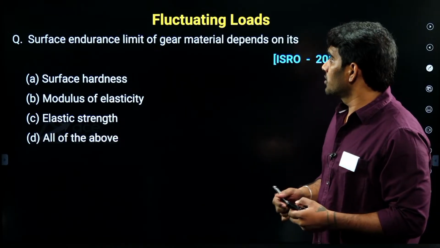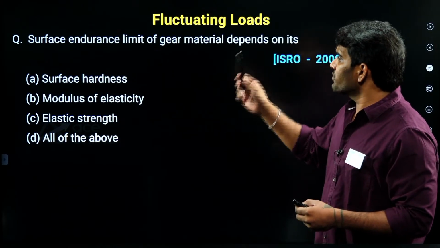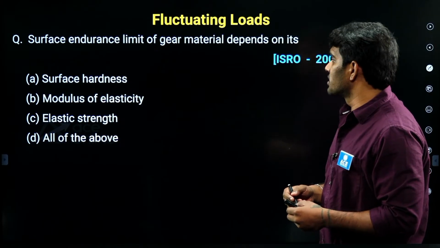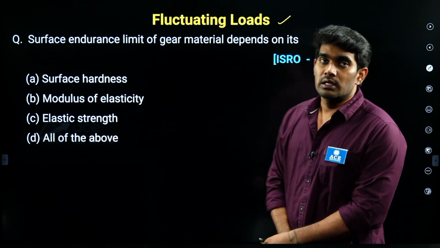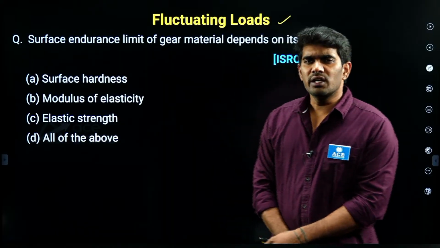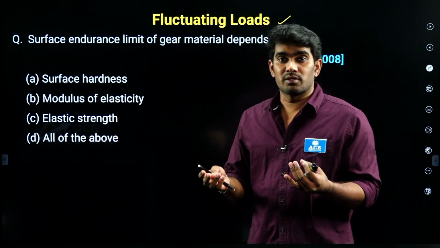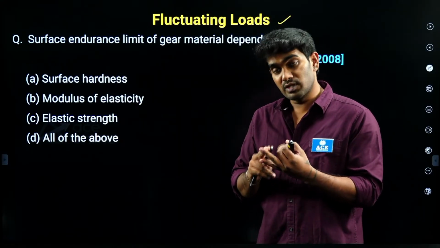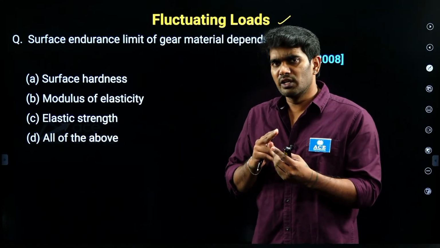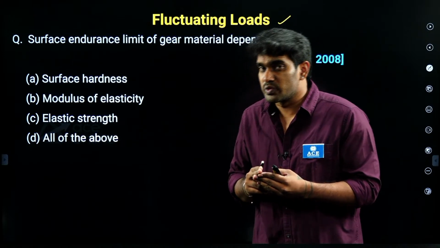Moving ahead. The surface endurance limit of gear material depends on. Okay, so we have entered into fluctuating loading. Generally, endurance strength depends on various parameters. It depends on surface roughness, it depends on size, it depends on the type of loading. It also depends on the type of material which is used, isn't it?